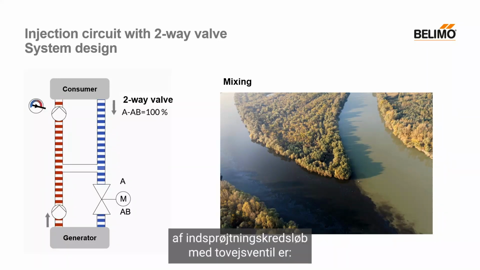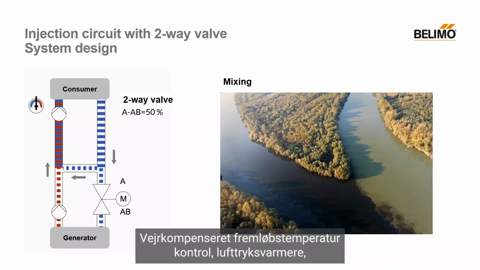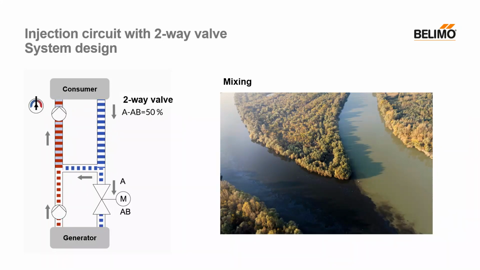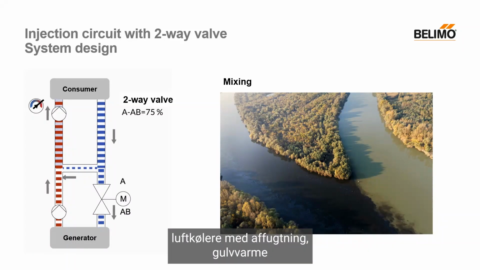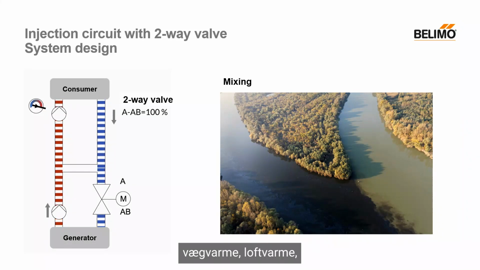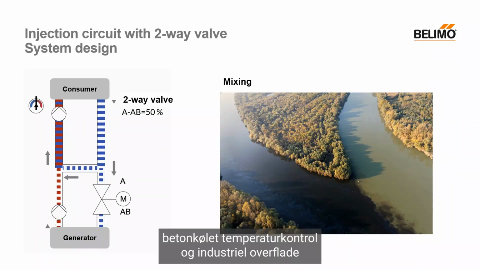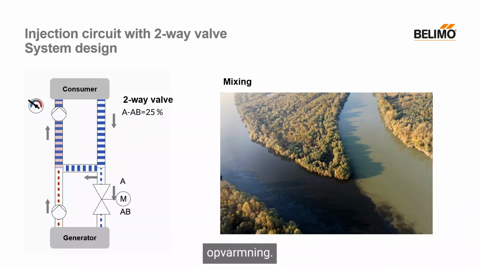Typical applications of the injection circuit with two-way valve are weather-compensated supply temperature controls, air preheaters, air reheaters, here only very minor temperature stratification at partial load, air coolers with dehumidification, underfloor heating, wall heating, ceiling heating, concrete core temperature control and industrial surface heating.